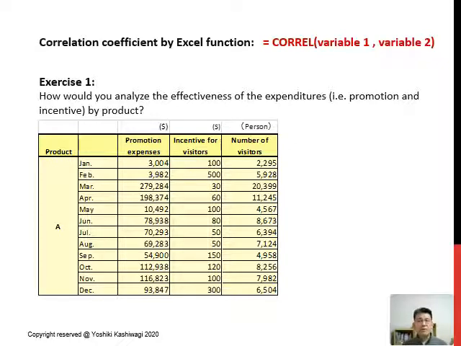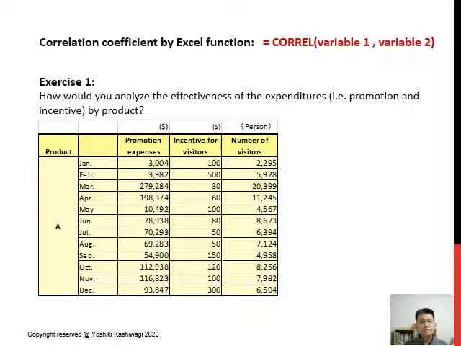Now let's look at the technique of how to calculate the coefficient with an Excel function. Microsoft Excel has a function called CORREL. As you can see on the top, that is the abbreviation of correlation, C-O-R-R-E-L. After this function, you can choose two data sets and put a comma between the two.